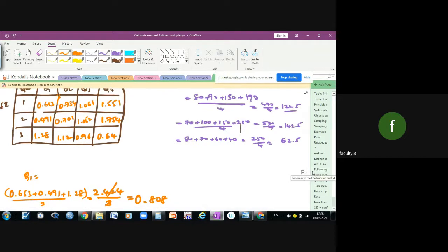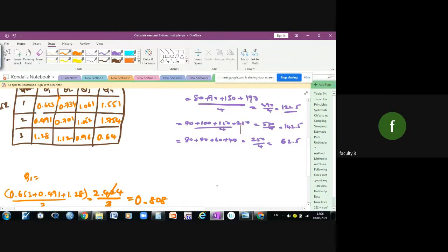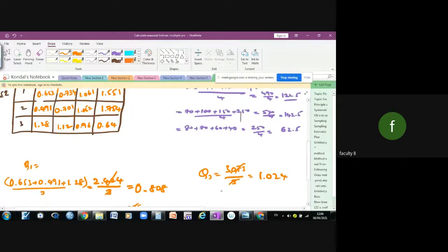Calculate on that line like that. Here, 1.061 plus 1.052 plus 0.96, which I'm adding for the third quarter, is 3.073 divided by 3, so here 1.024 for the third quarter.